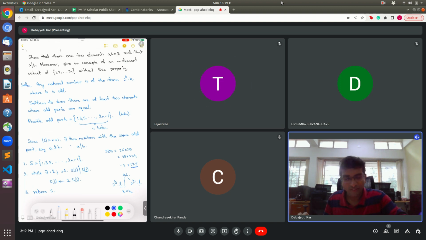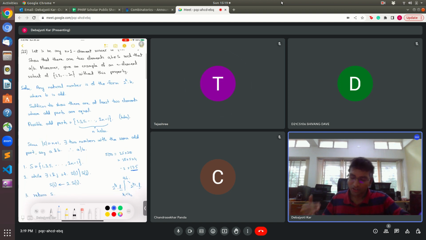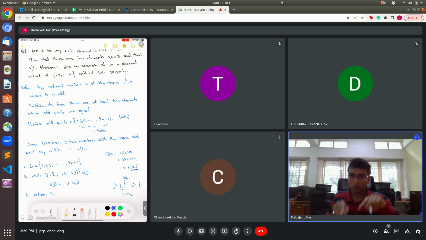So what we have is n holes. These are 1, 3, 5 up to 2n minus 1, and we are selecting n plus 1 numbers. So obviously by the pigeonhole principle, there must be two numbers whose odd parts are the same, and then one of them must divide the other. Is it clear?